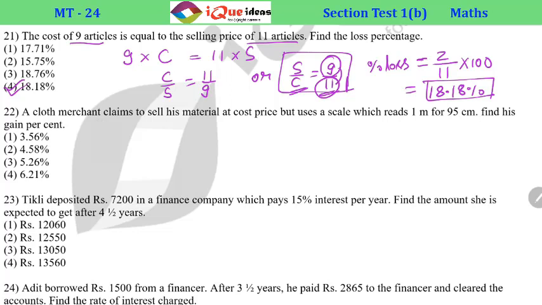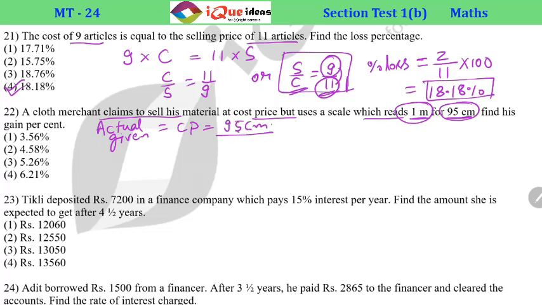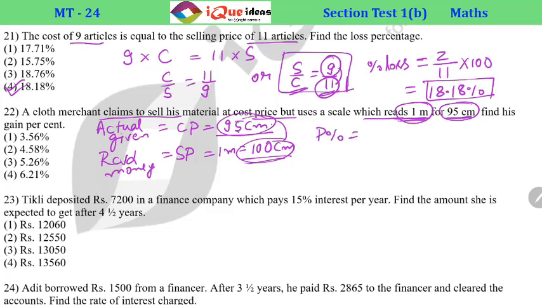Now the 22nd question: a cloth merchant claims to sell his material at cost price, but uses a scale which reads 1 meter for 95 centimeter. So in the name of 1 meter, he's giving 95 centimeter. So actual given is the cost price, which is equal to 95 centimeter. And he claims, that means received money, which is the selling price, equal to 1 meter, which is 100 centimeter. So his cost price is 95, he's receiving 100. That means there is a profit of 5. All right. So gain percentage, that is profit percentage, will be equal to the gain of 5.